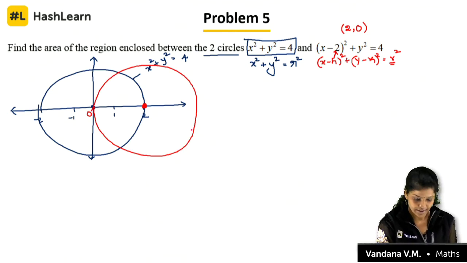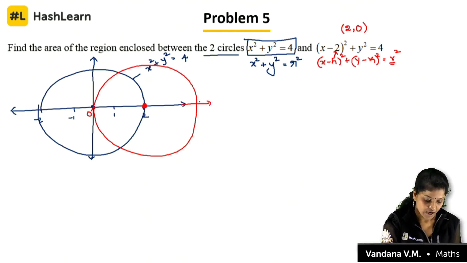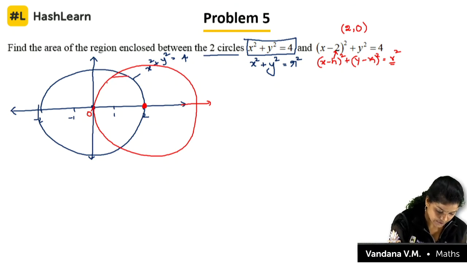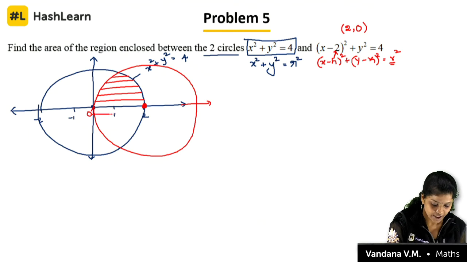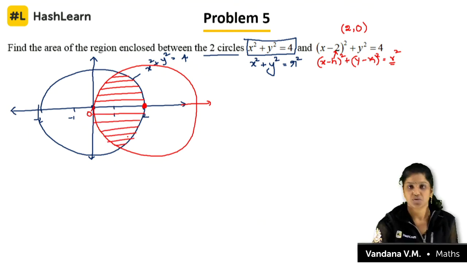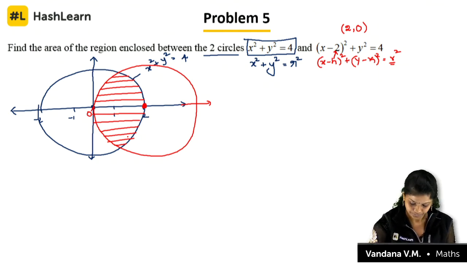Clear, right? Yes. Now, I would like to find out this area. Area enclosed by these two circles. How to find out these two circles? This is very, very important. Okay. So, next one.